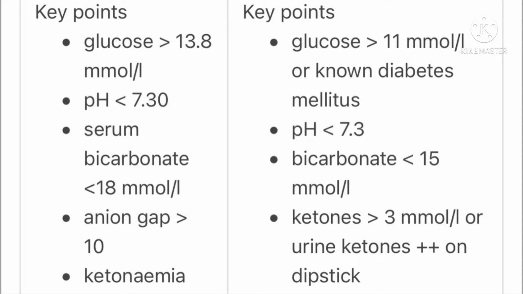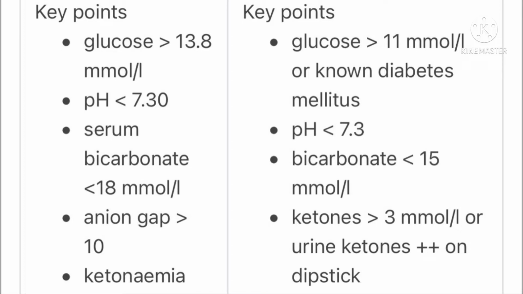Then is the diagnostic criteria. We have two guidelines for diagnosis, the British and the American. First one on the right side is the American guideline, and on the left is the British guideline. Glucose should be more than 13, pH less than 7.3, bicarb less than 18, anion gap more than 10, and ketonemia in American guidelines. While in British, glucose more than 11, pH less than 7.3, bicarb less than 15, ketones more than 3, or urine ketones 2+ on dipstick.